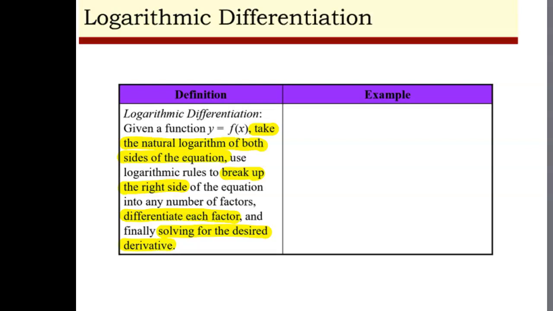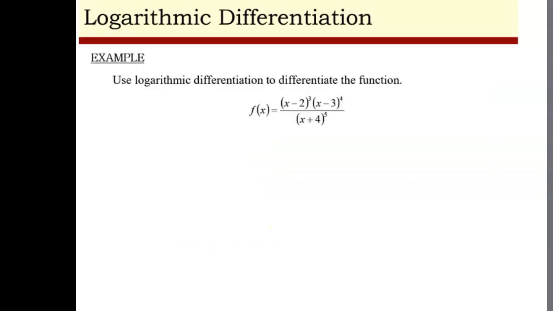So let's take a look at an example where these steps are carried out. In our example, we're going to use logarithmic differentiation to differentiate this function. Following the steps we just discussed, we take the natural log of both sides. So I have ln of f of x equals ln of that right-hand side.